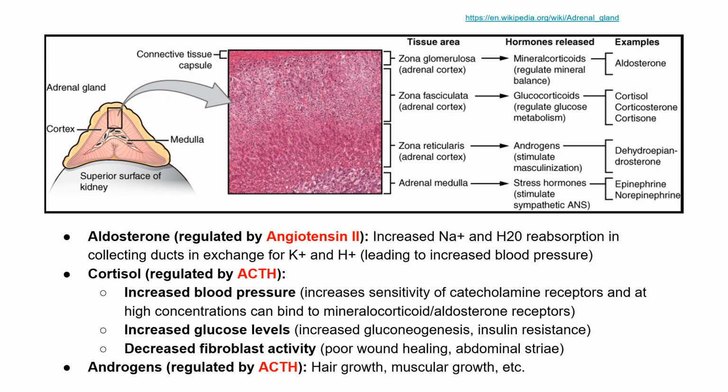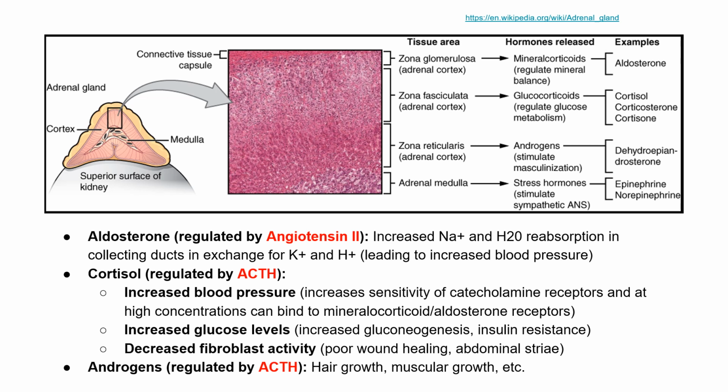The ones that we'll most focus on, because they'll be most relevant when we discuss pathologies, include increasing our blood pressure, by two methods. First, by increasing the sensitivity of catecholamine receptors, and at high concentrations, binding to mineralocorticoid receptors and acting the same way as aldosterone. It also increases our glucose levels, both by increasing gluconeogenesis and by causing some insulin resistance. And it leads to decreased fibroblast activity, which can lead to poor wound healing and abdominal striae.